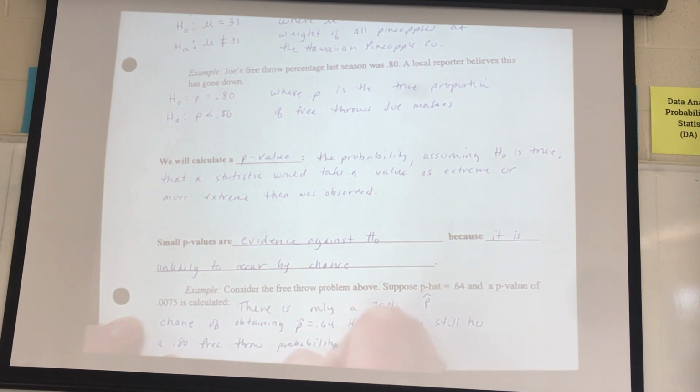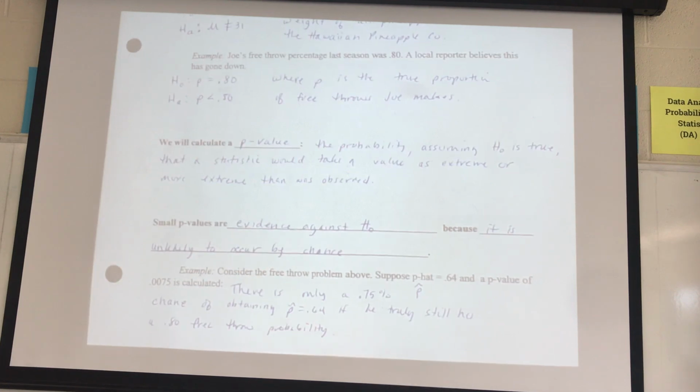So here's what we're saying. We have this guy who claims to be a 0.80 free throw player. We collect a sample and we're like, hey, you only made 64% of the shots in your sample, not the 80% that you claimed. Maybe I just happened to pick a sample that made him look bad. There is a 0.75% chance that I just got a sample that happened to make him look bad and he still really is an 80% free throw shooter, but that's really unlikely.